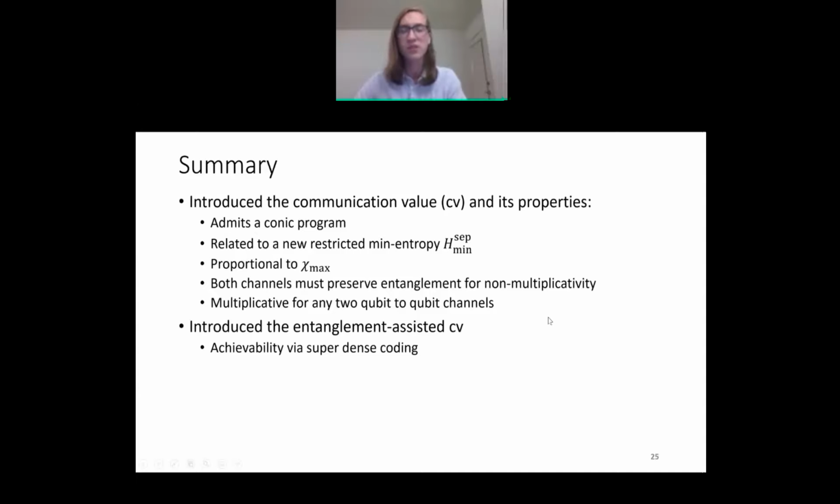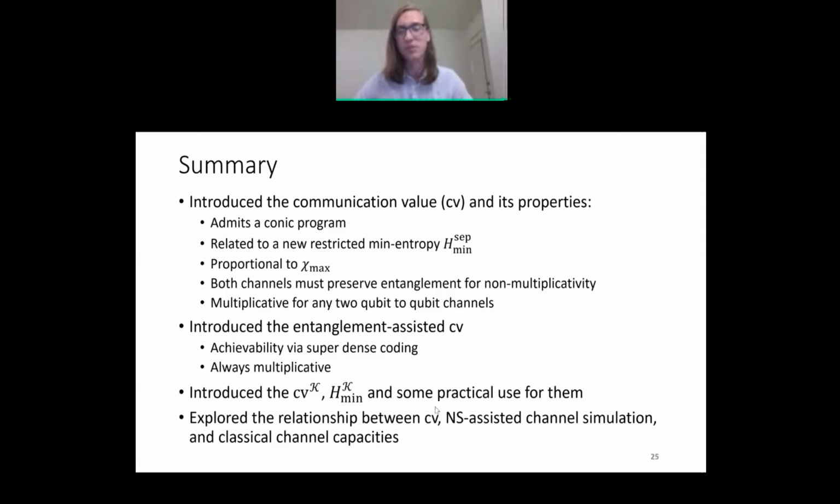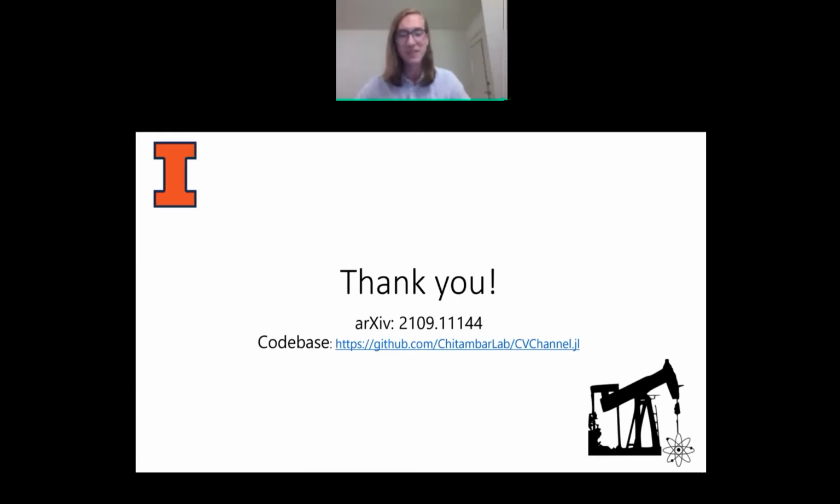We introduced the entanglement-assisted CV, which is achievable by superdense coding, and also it's always multiplicative. So we have the same sort of gap as in classical capacity and entanglement-assisted classical capacity. And then we introduced these general conic communication values and min-entropies, and some practical uses for them for talking about the communication value. And lastly, we looked at the relationship between communication value, non-signaling assisted channel simulation, and classical channel capacities. So thank you.